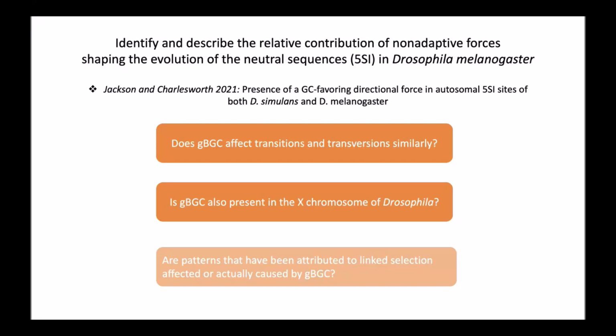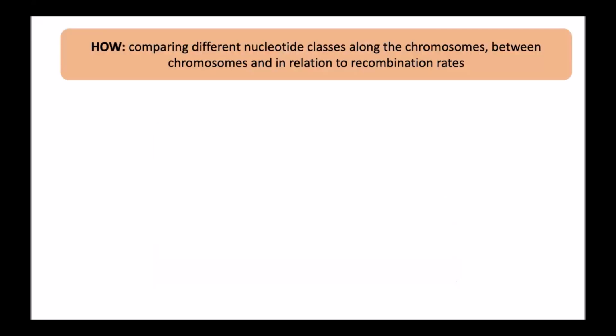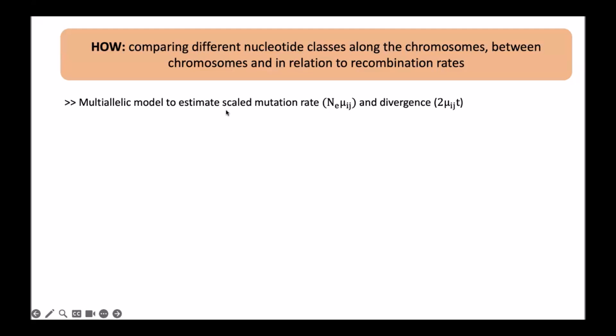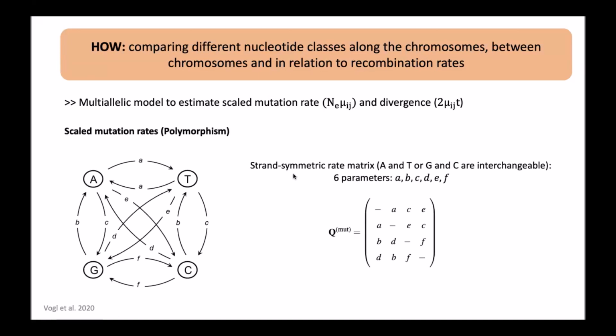To be able to answer these questions, our approach was to compare different nucleotide classes along the chromosome, between chromosomes, and in relation to recombination rates. For this, we used the multi-allelic model to estimate the scaled mutation rates from the polymorphism data and divergence from the simulans data. I will not go into the details of my methods, but let's look at our mutation classes.